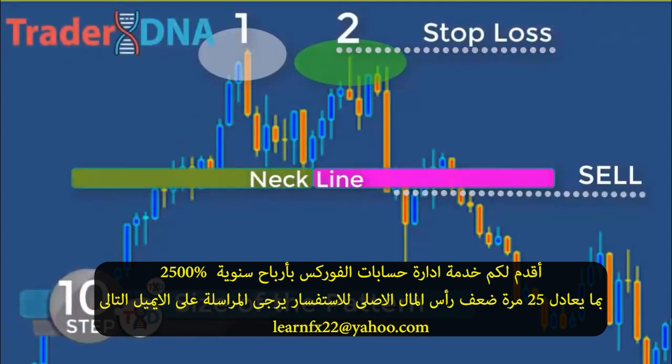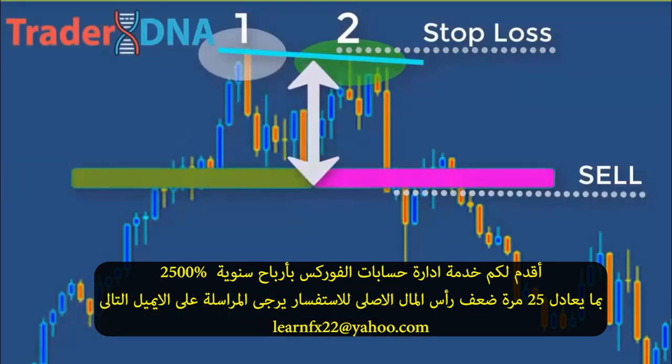Step 10. Size of the pattern. Now that you are short based on the double top pattern, you need to project a possible target. You should measure the size of the pattern as discussed earlier and then apply it downwards starting from the neckline. This would be your first target or minimum target.